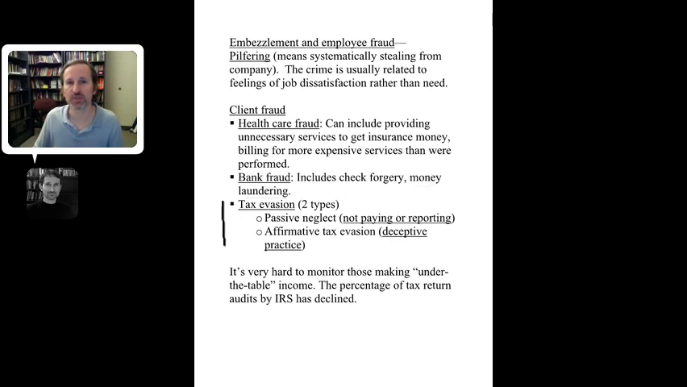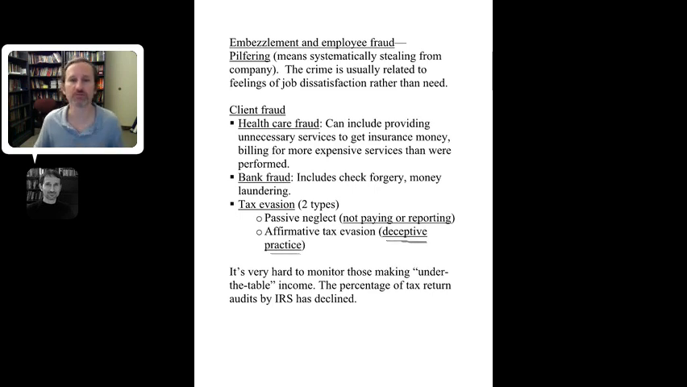Tax evasion, there are 2 types that they talk about in your text. They talk about passive neglect, which is when people don't pay or they don't report some type of income. So it's not seen as a very active way of cheating. This passive neglect is a misdemeanor. Misdemeanors are usually less than 1 year in jail for that type of crime. Affirmative tax evasion, this is seen as not a passive thing, but you're being active. You're actively deceiving the government through some kind of scheme or deceptive practices. And if you do that, then the penalty is a felony, which is a year or more in prison.